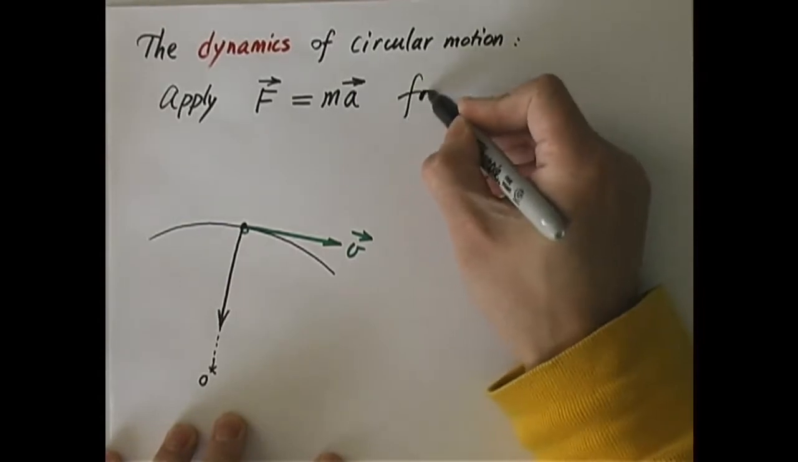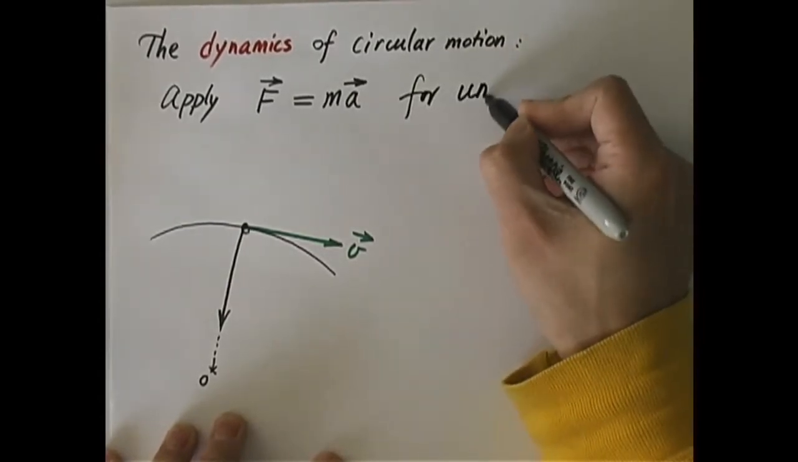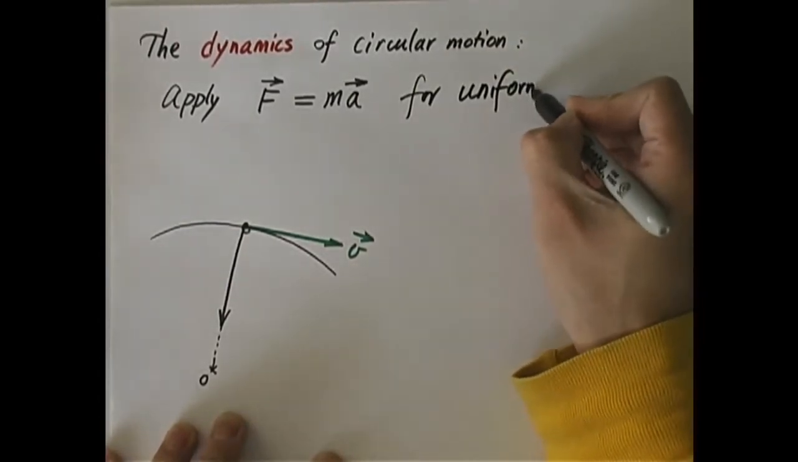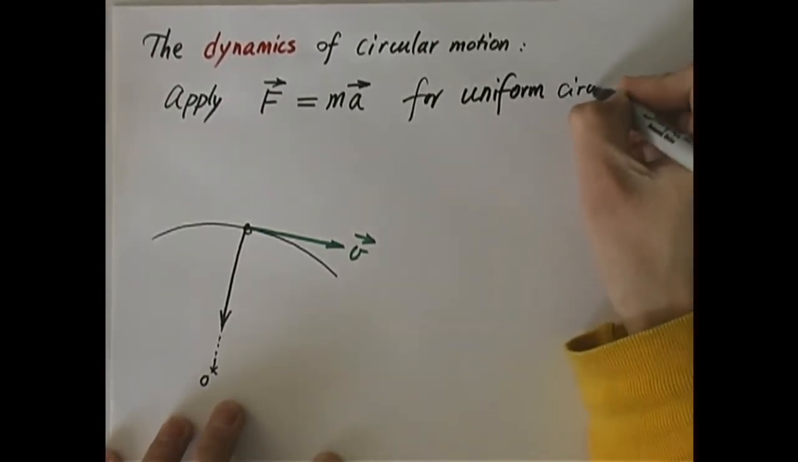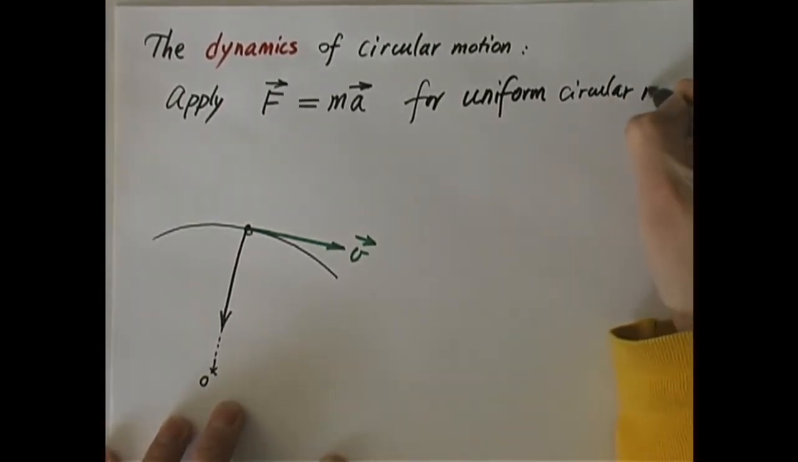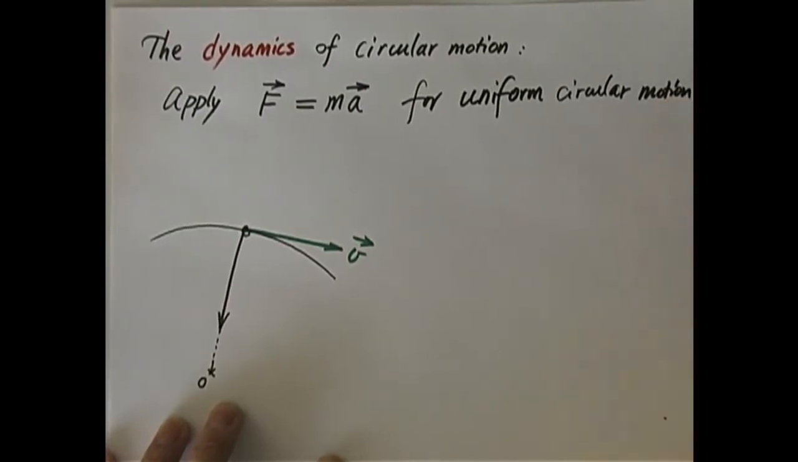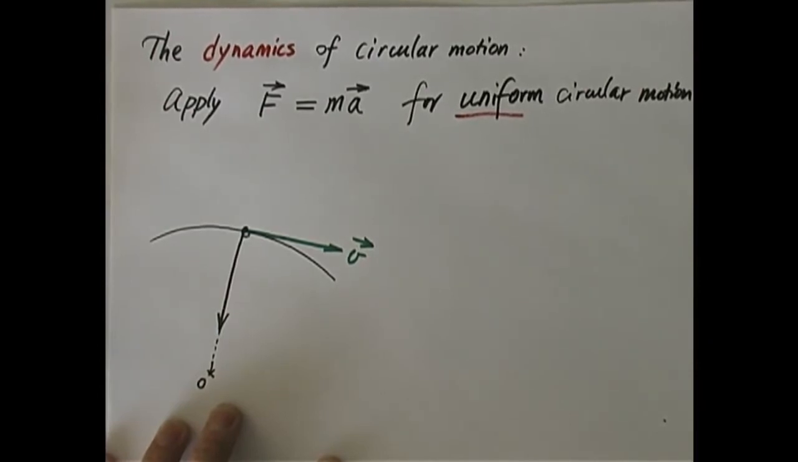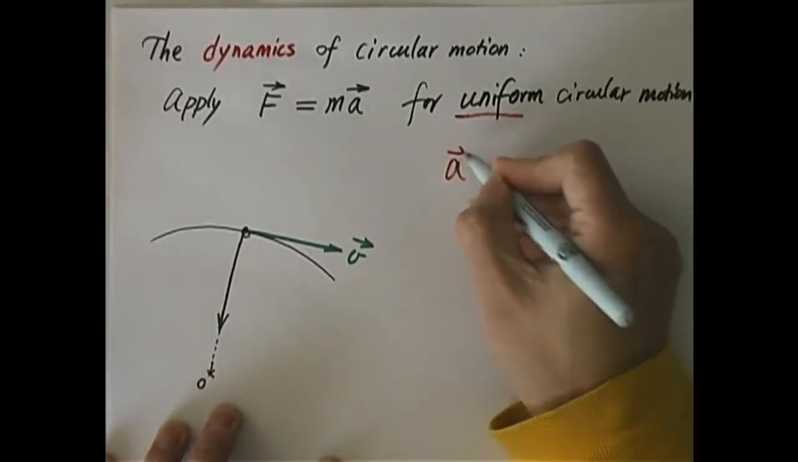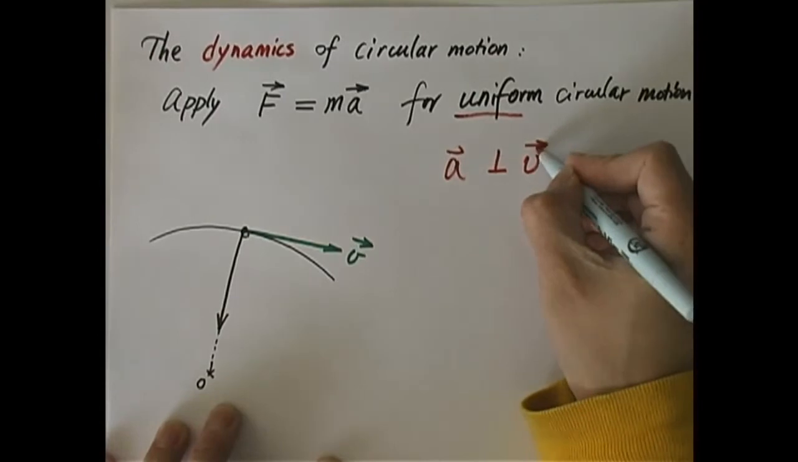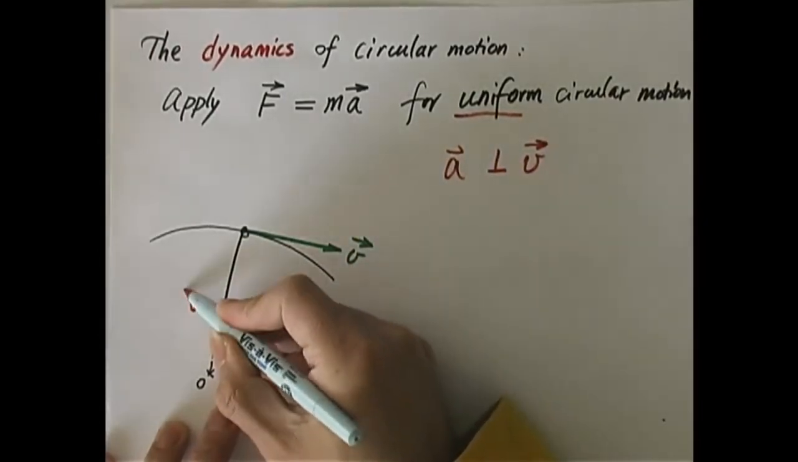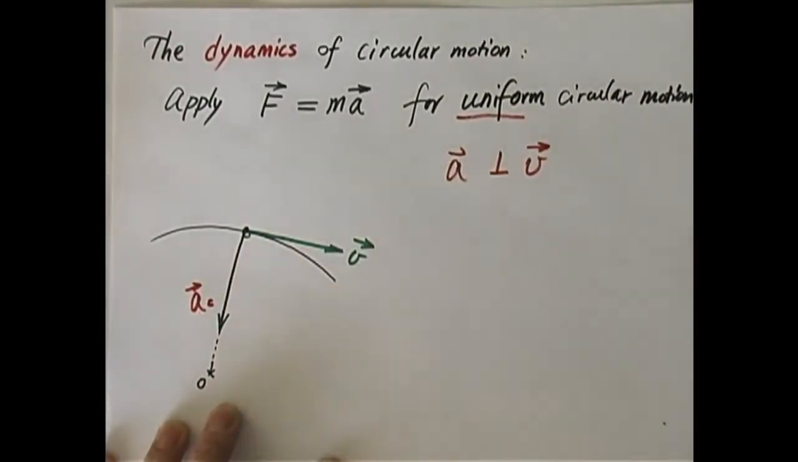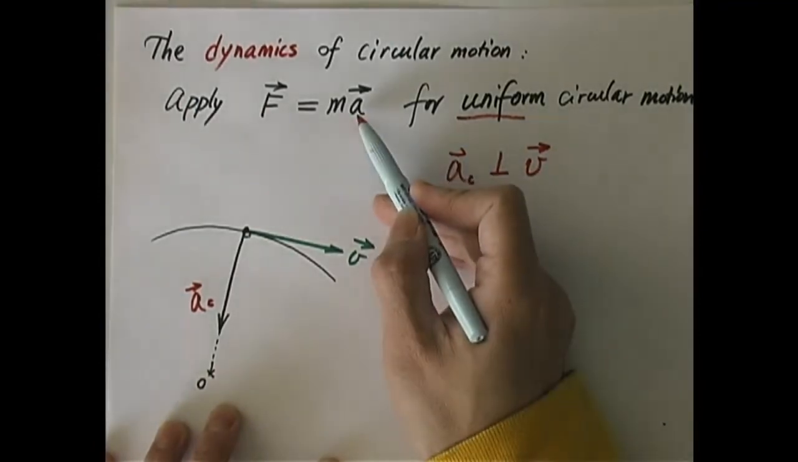Okay, for uniform circular motion, that is a special case that we study for now. So if it's a uniform circular motion, that means the speed v does not change. So that tells us that a is perpendicular to v. We only have a perpendicular, and that a here is also the centripetal acceleration, right? And that a, let's plug in here.